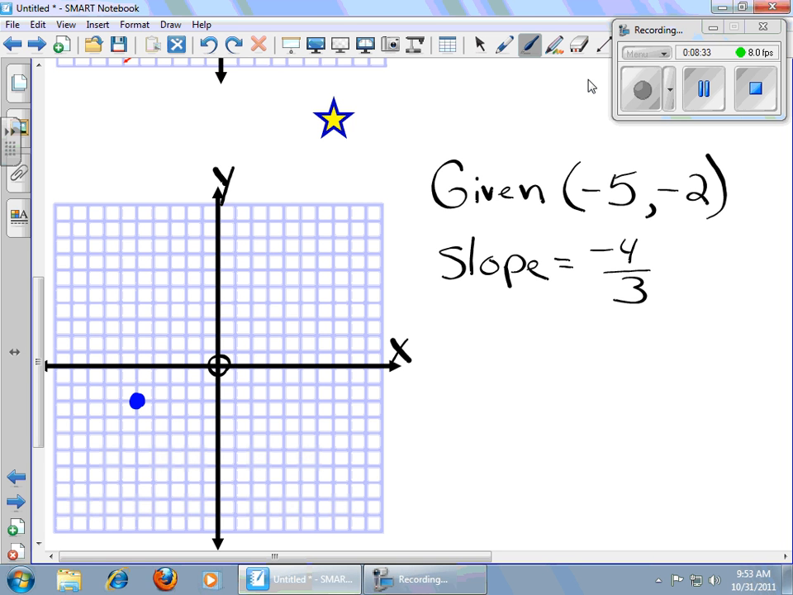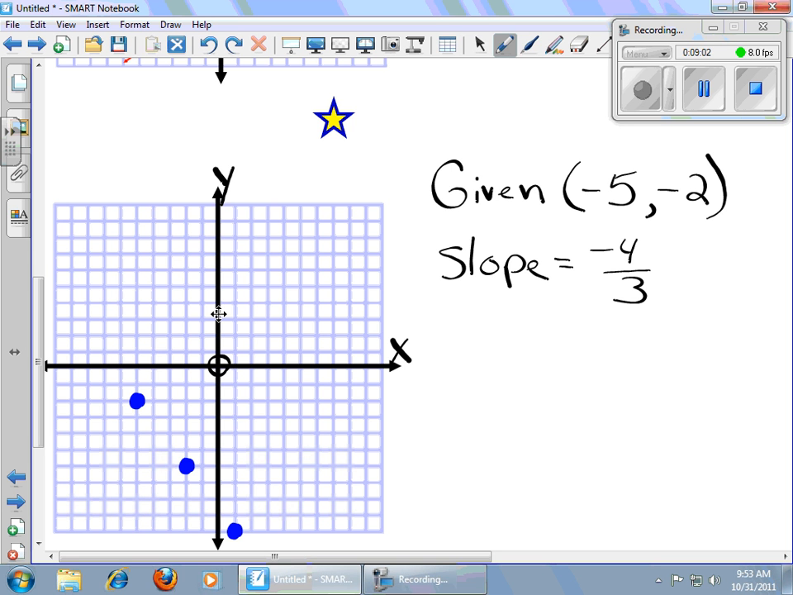Now my slope is -4/3. All right, I shall go down 4: 1, 2, 3, 4, and right 3: 1, 2, 3. And there's a new point. If I want a third point, I can go from that second point down 1, 2, 3, 4, right 1, 2, 3. And just to make it nice and pretty, I'm out of graph at the bottom.